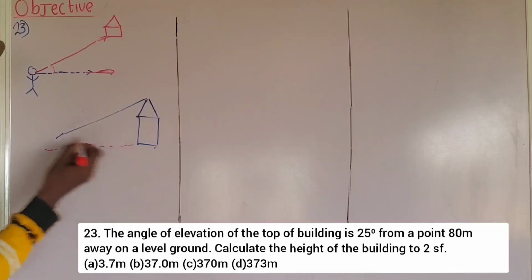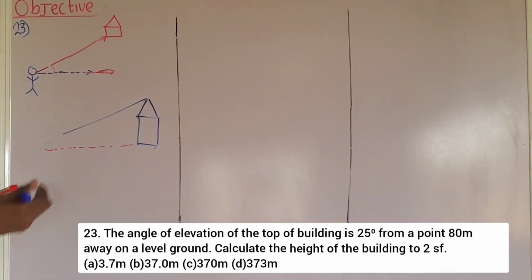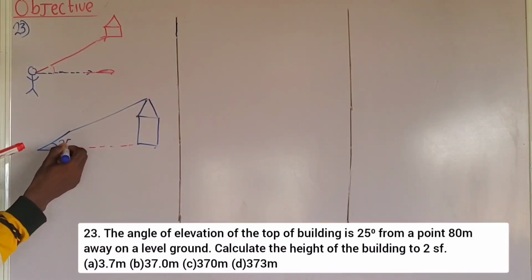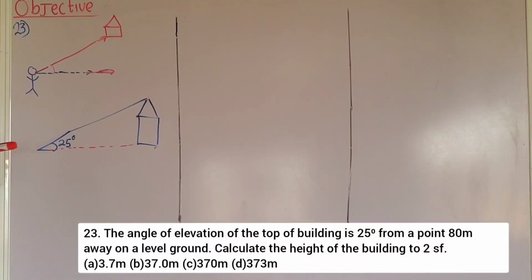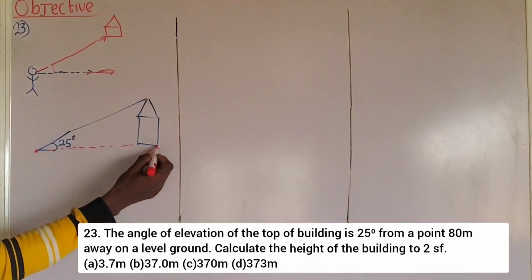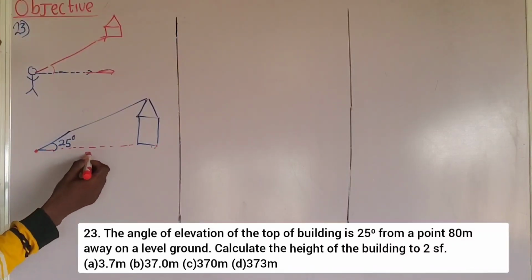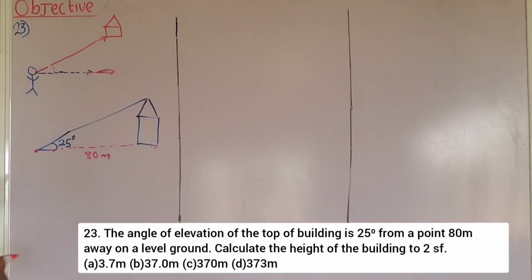I just want to sketch something. The question says the angle of elevation of the top of the building is 25 degrees. So, this angle here is 25 degrees, okay? Now, the question proceeds that from a point 80 meters away from the ground level. So from this point to this point is 80 meters. Now, the question says calculate the height of the building to two significant figures.